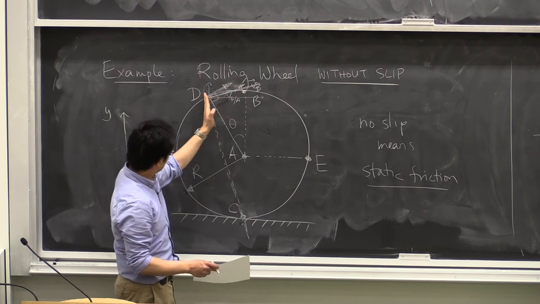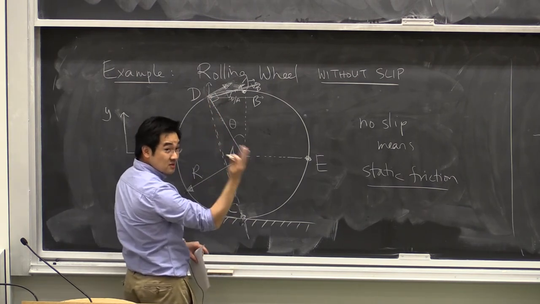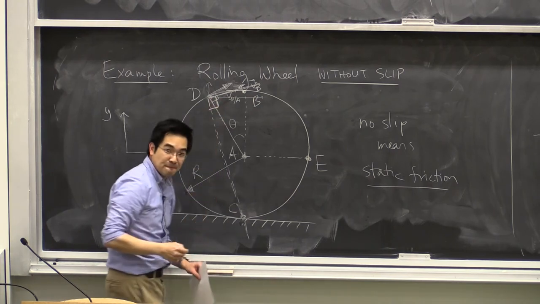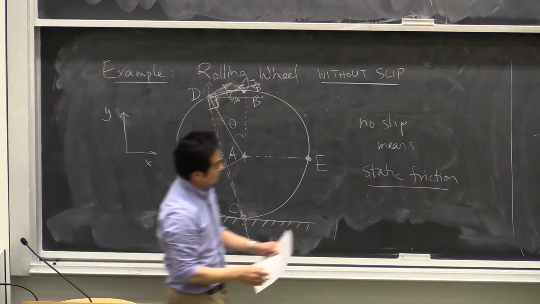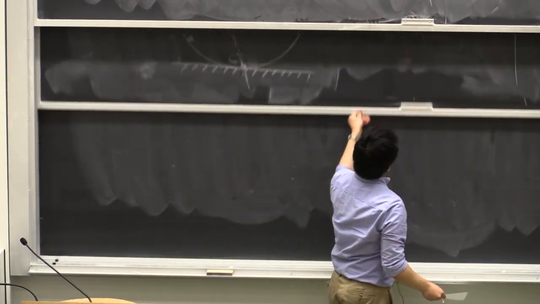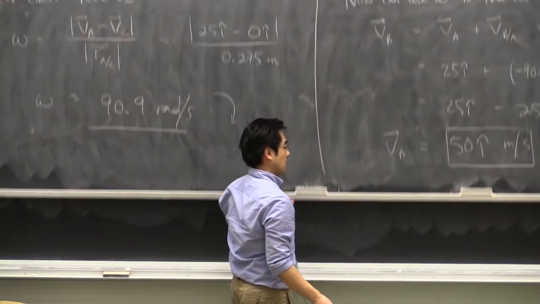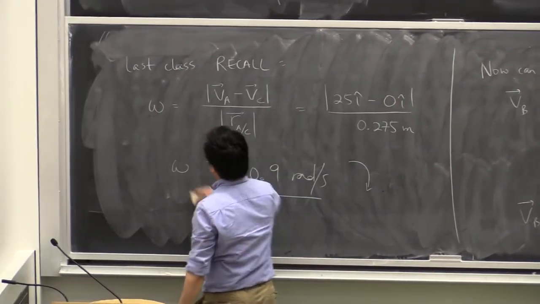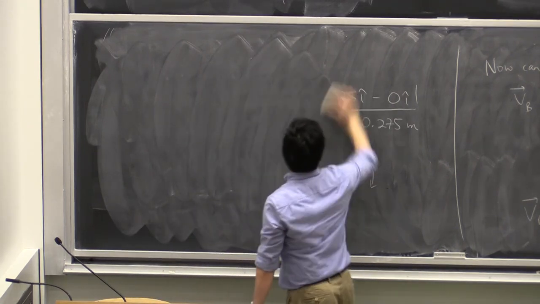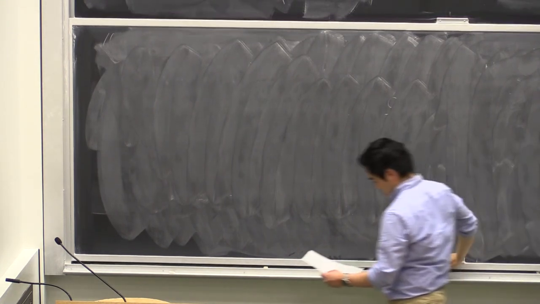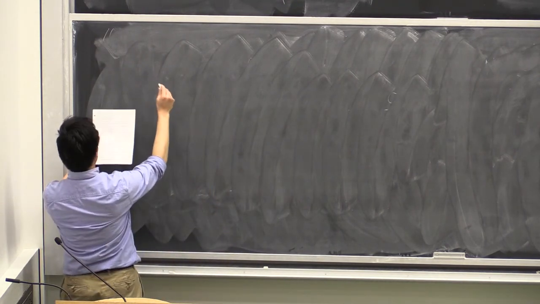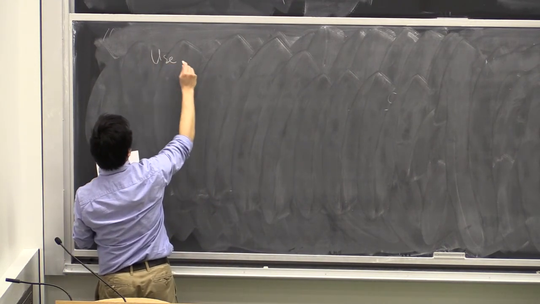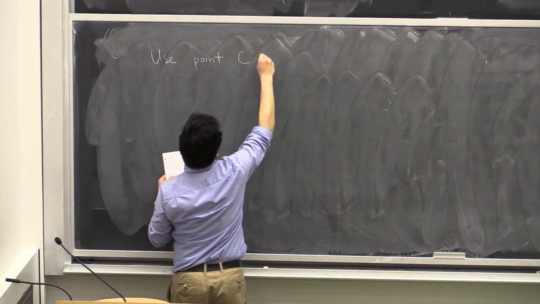This is my final vector. This line represents my radius of rotation. And so this is my 90 degrees. Right? Really interesting, right? And I can do the math another way. Let me show you what happens if you decide that you want to do C instead. So let's use point C instead.